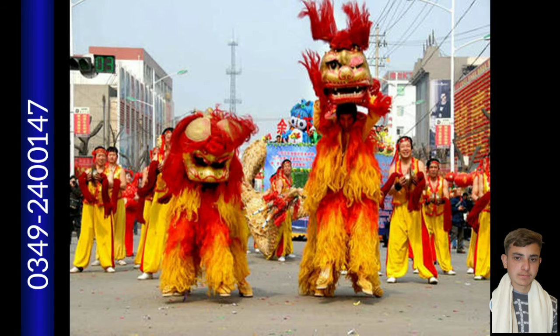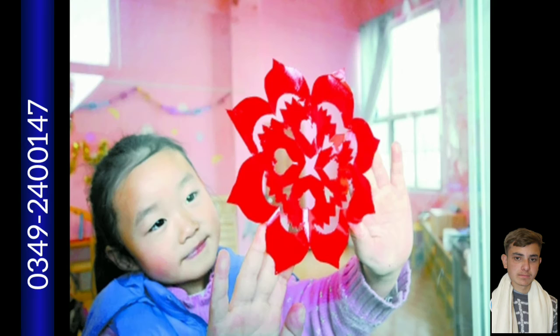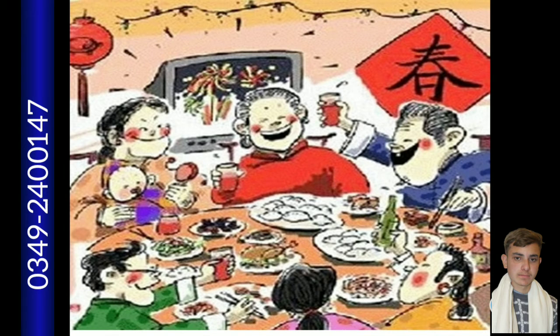And then on the street there will be line dancing, right? And in some houses they will make paper cuts and paste them on the window to decorate the room. And then on the Spring Festival Eve, the whole family will get together and we will have a dinner together.